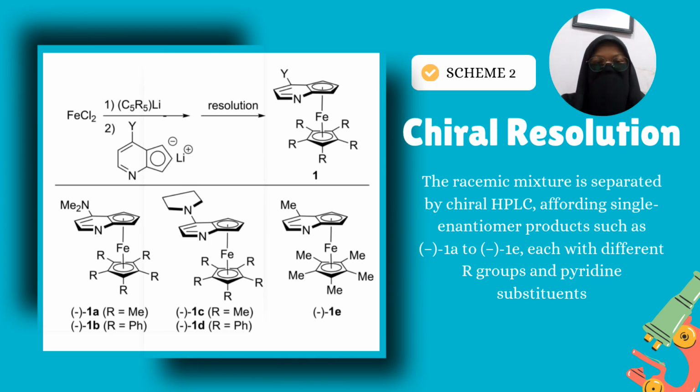This synthesis provides access to a range of planar chiral fused pyridines. The method is modular and efficient, enabling the preparation of enantiomerically pure catalysts for asymmetric synthesis.